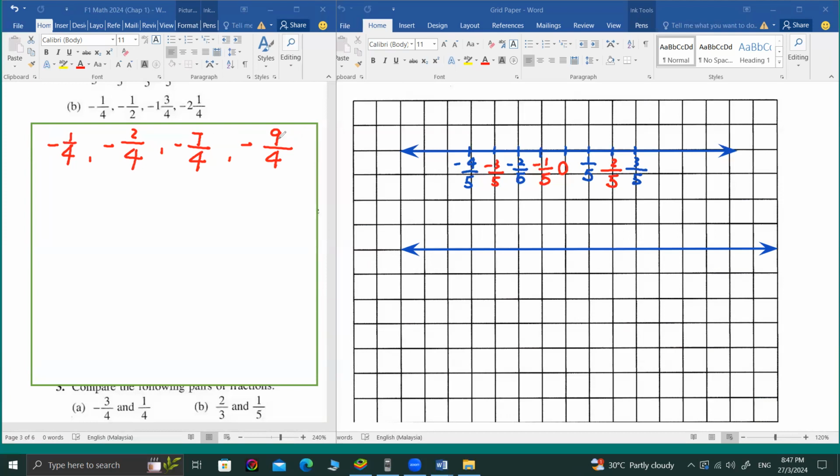Okay, we go to the smallest one first. Negative 9 per 4. Listen well. Negative 9 per 4. In your exam, you're given this one, right? Given this one, right? So you cannot write this one, you know. This is to help you only. This is for you to refer. When you write, you should write negative 2, 1 per 4.